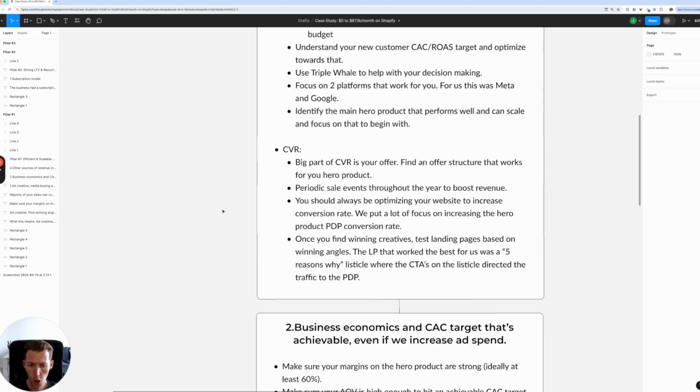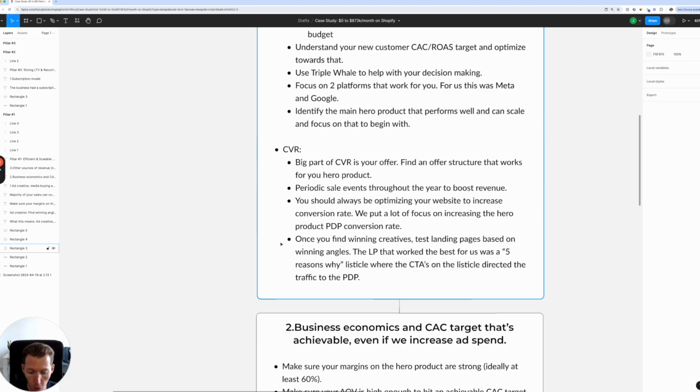Then you want to always be optimizing your website to increase conversion rate. We put a lot of focus on increasing the hero product PDP, so the product page itself, and increasing the conversion rate there, because we knew if we did that, we would continue to get better at acquiring customers efficiently, right? And by doing that, it would give us more and more room to spend more on customer acquisition. And once you find winning creatives, then you want to test landing pages based on the winning angles that you have from your creatives.